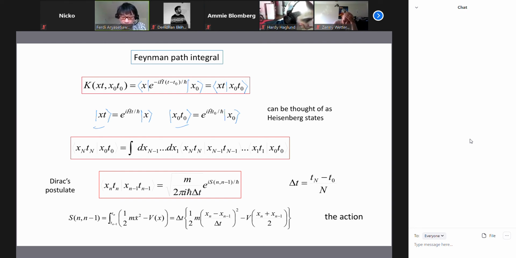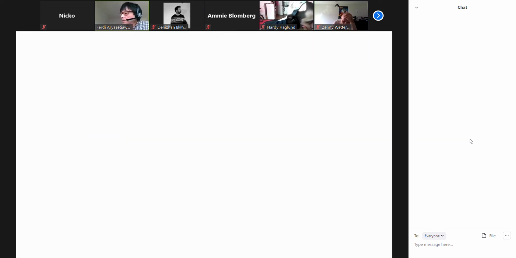So the idea of the Feynman path integral, as you might already know, is to split these matrix elements into many segments in time, and then find an expression for each segment, and then do the integral over all the segments. So let's do that.